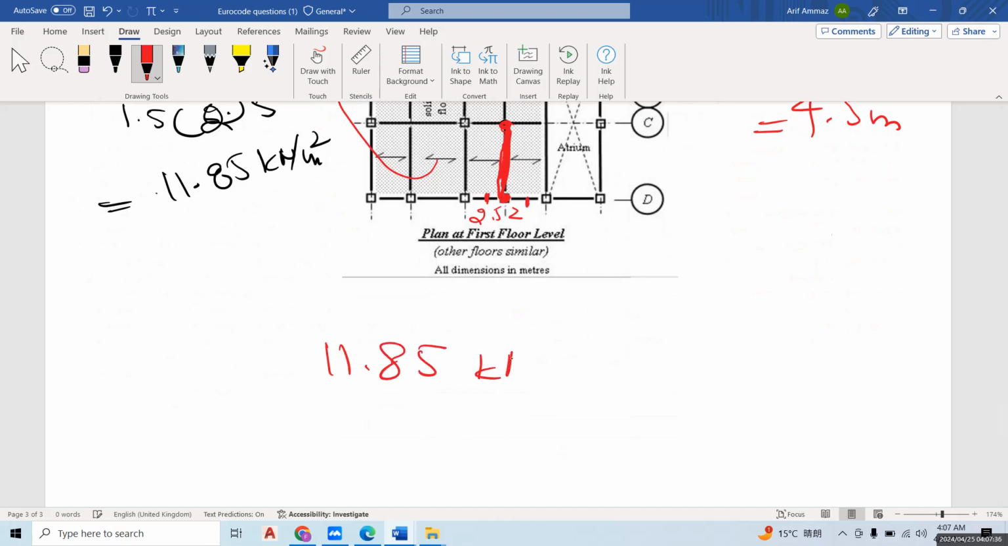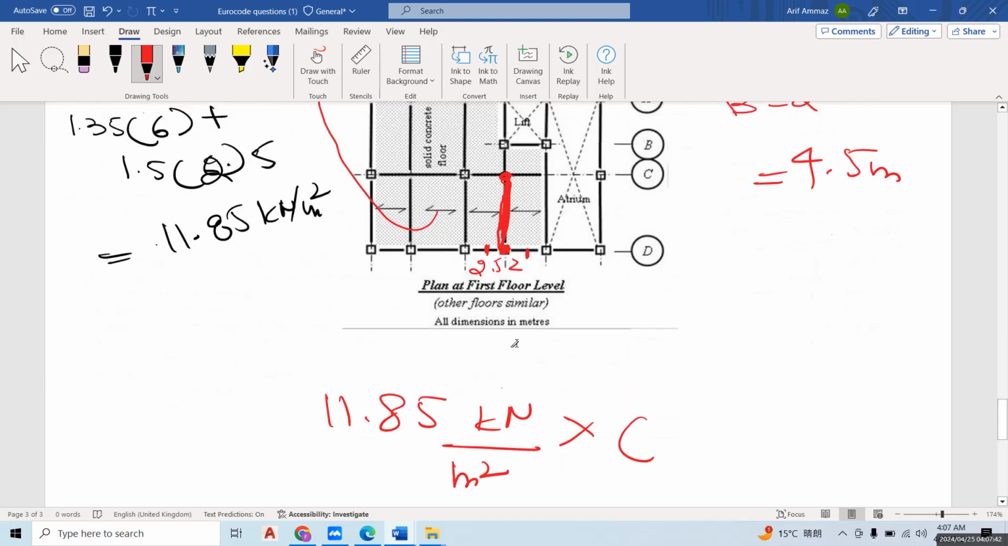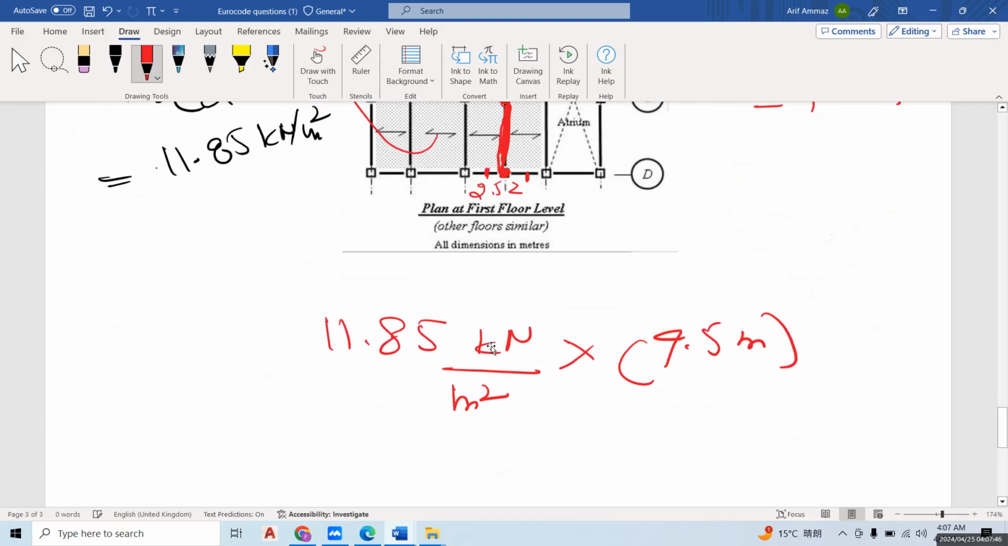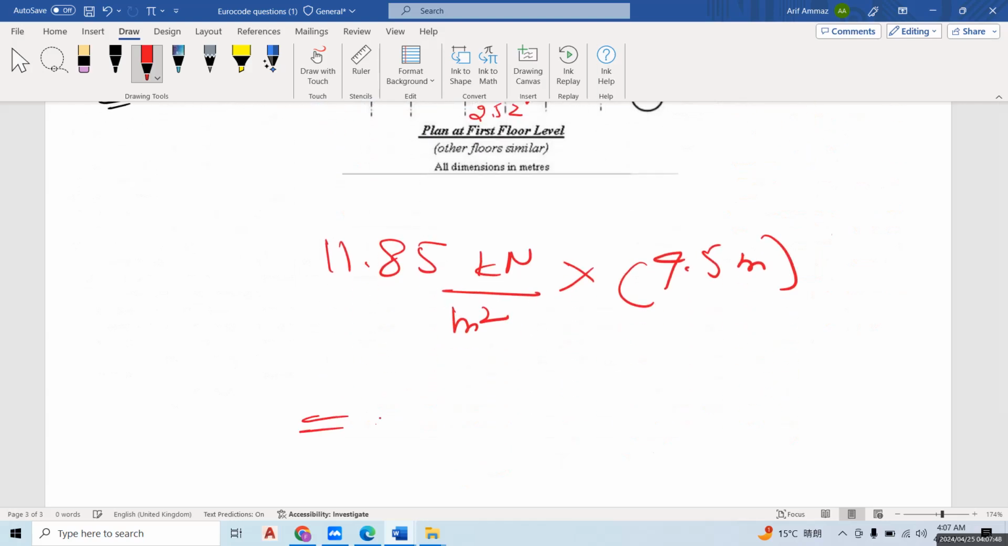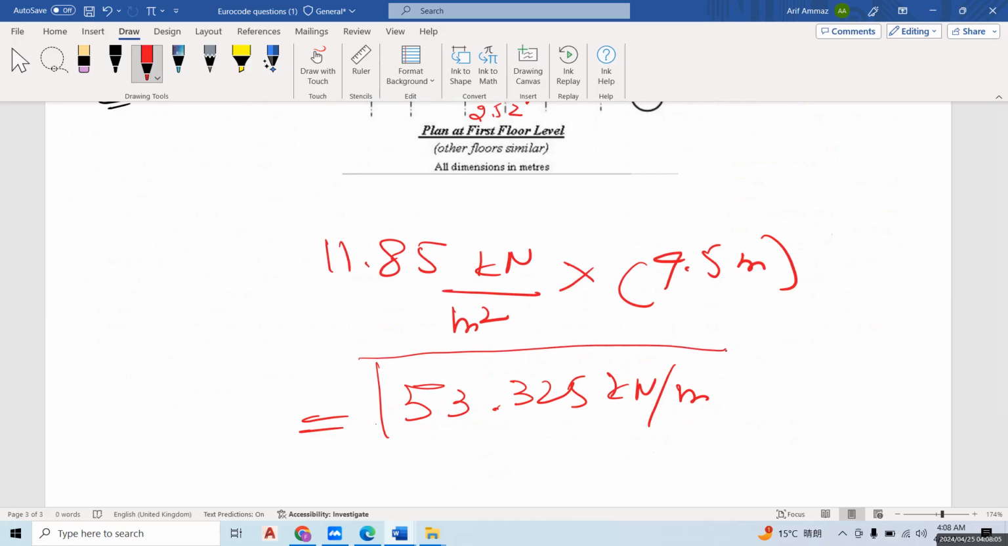11.85 kilonewton per meter squared multiplied by 4.5 meter. So your answer will be 53.325 kilonewton per meter. This is your answer.